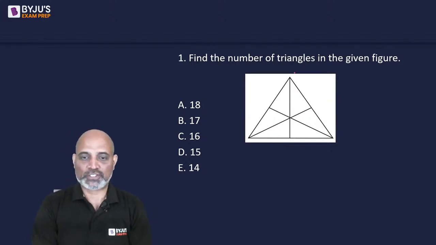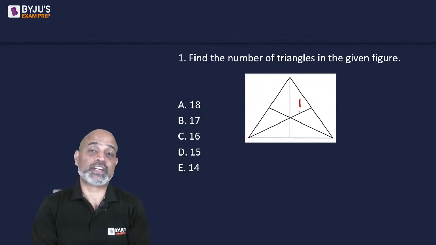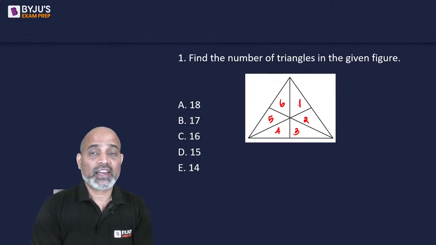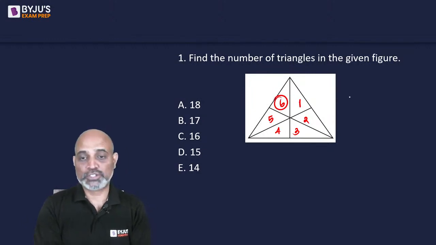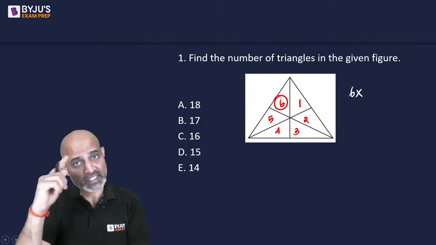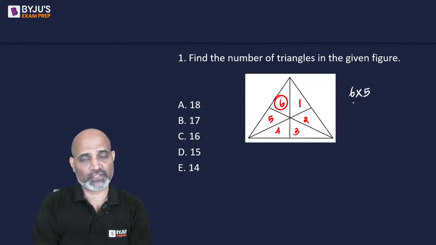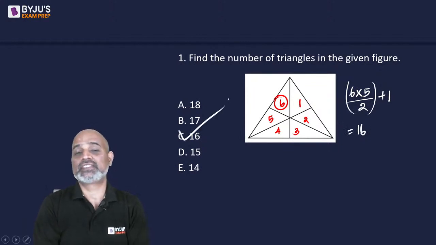See, good afternoon. It is C. So what you do is, in such kind of triangle figure where the lines start from the vertex, you write down the numbers like this, 1, 2, 3, 4, 5, 6. And once you get to the last value, which is 6, you write 6 into the number that comes before 6. Which number comes before 6? 5. You divide it by 2 and then you add 1 to it. So 30 by 2 is 15. 15 plus 1 is going to be 16. So you have got 16 triangles here.